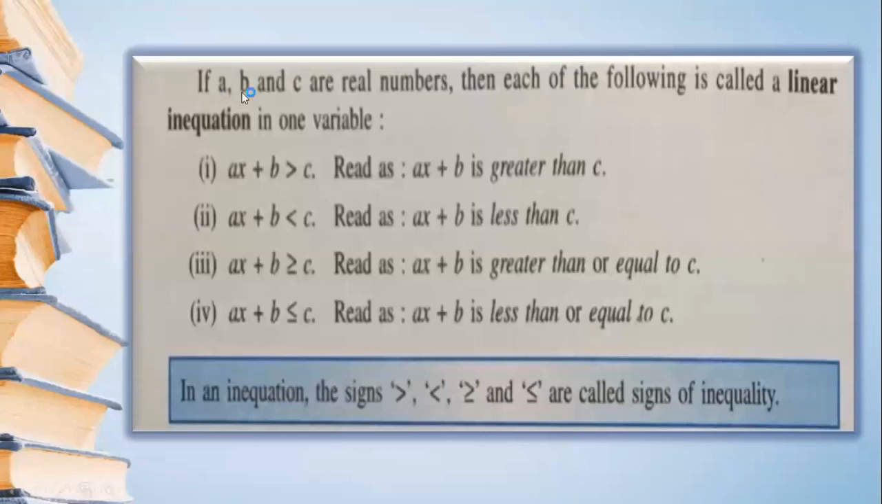If a, b and c are real numbers, then each of the following is called a linear inequation in one variable: ax plus b greater than c, ax plus b less than c, ax plus b greater than or equal to c, ax plus b less than or equal to c. In an inequation, the signs greater than or equal to, and less than or equal to are called the signs of inequality.